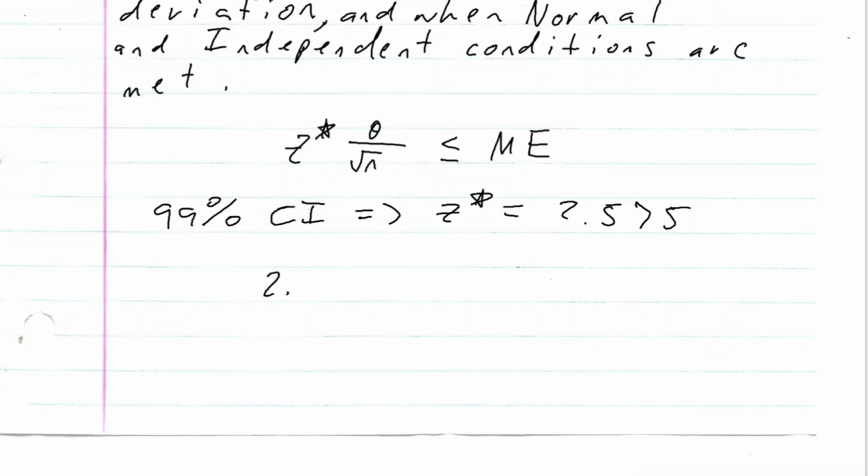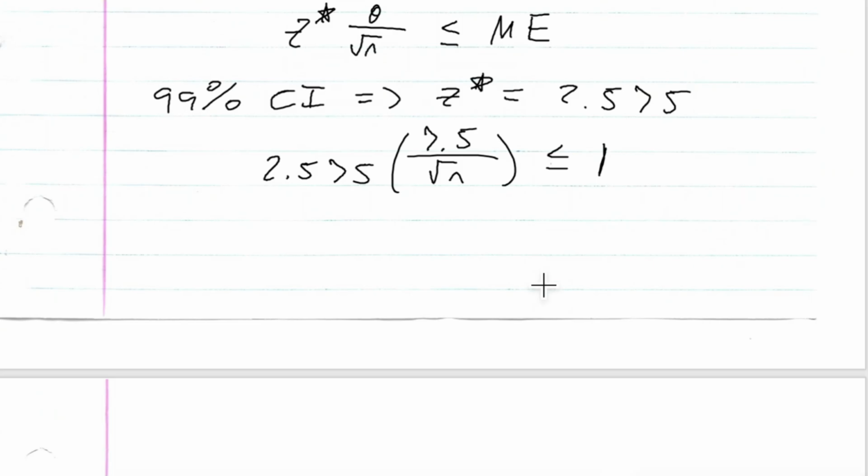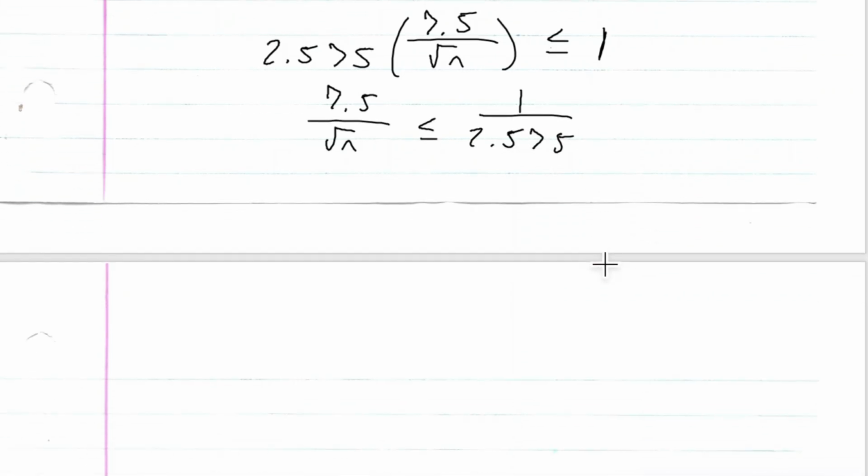So we have everything we need to fill out this inequality and solve for n, right? So we have 2.575 times 7.5 over the square root of n has to be less than or equal to 1. So first we can divide both sides by 2.575. So this will give us 7.5 over the square root of n is less than or equal to 1 over 2.575. Then we can take the inverse of both sides. So this will be the square root of n over 7.5 has to be bigger than or equal to, right? We have to flip it. 2.575 over 1, which is just 2.575, right?